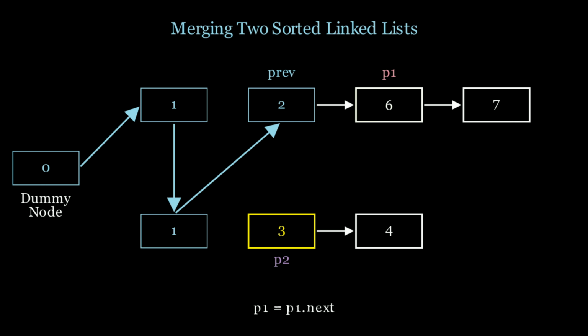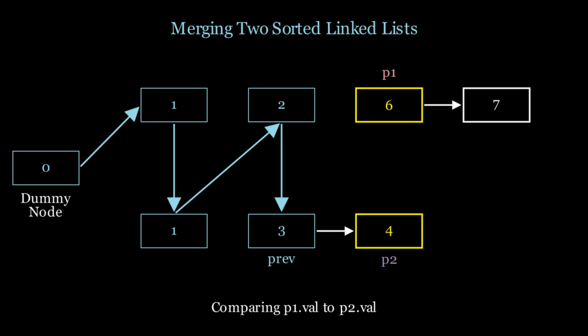Now, once again, we compare P1 to P2. P2 is smaller in this case, so previous.next will now point to P2. And then prev moves to P2, and P2 moves to the next node. Now let's compare P1 and P2 again. In this case, P2 is smaller, right? So prev.next is P2, and it's just the same arrow, right? In this case, nothing really happened, but we update the arrow anyways. And now previous moves to P2, and P2 now moves out of the bounds of the list. P2 is now null, right?